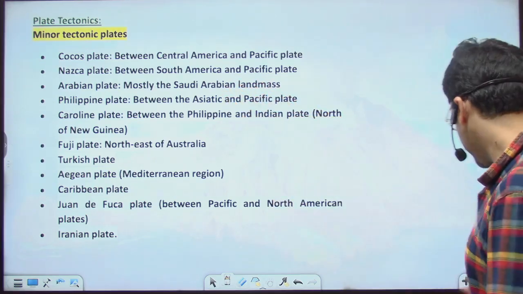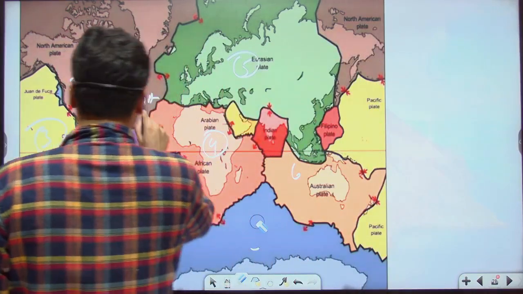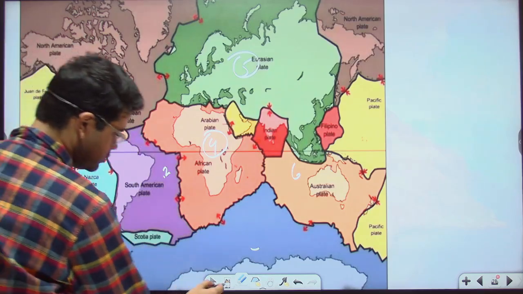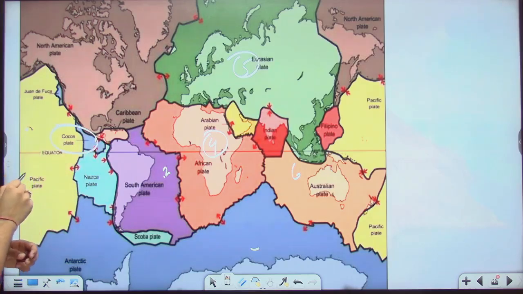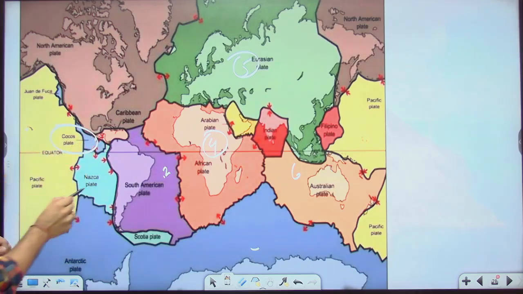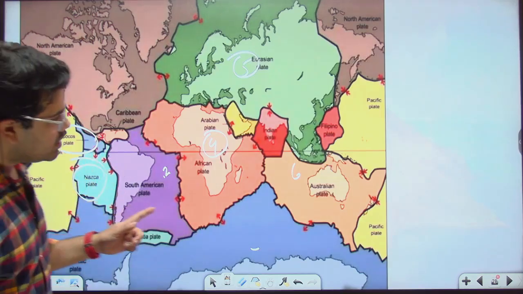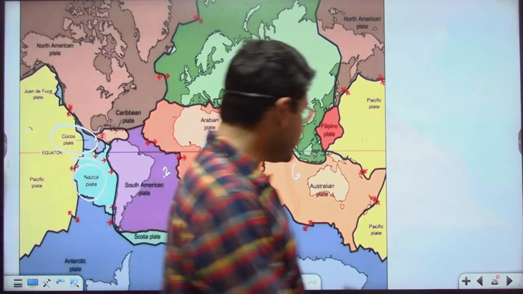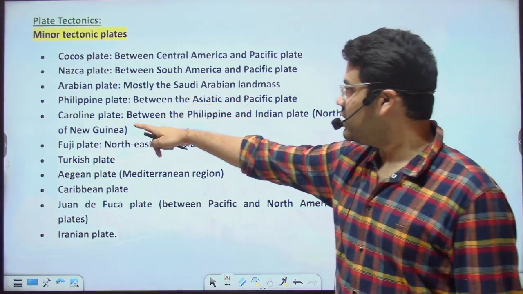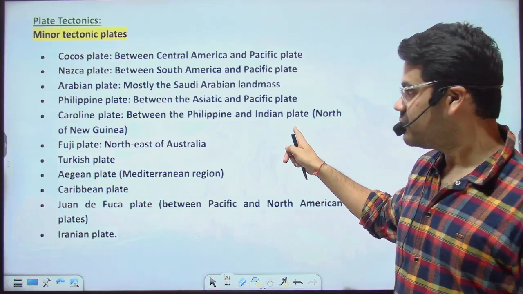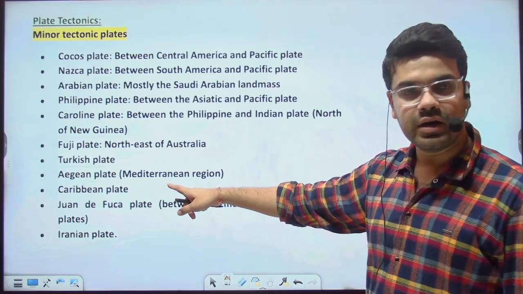Cocos plate, I'll show it on the map. You can see we have the Cocos plate here. The Cocos plate is between Central America and the Pacific. The Nazca plate is between South America and the Pacific. Like the Filipino plate, a lot of plates are there. You just see the PDF. Arabian plate, Caroline plate, it's between the Philippines and India. Fiji plate, Australia. Anatolian plate, Mediterranean Sea.